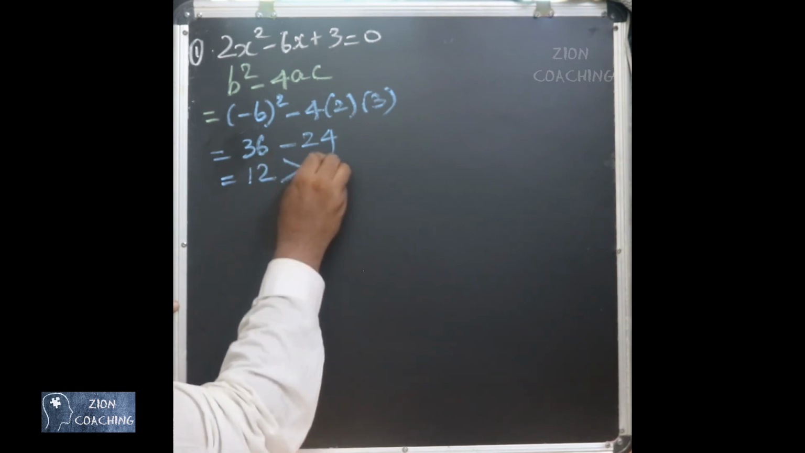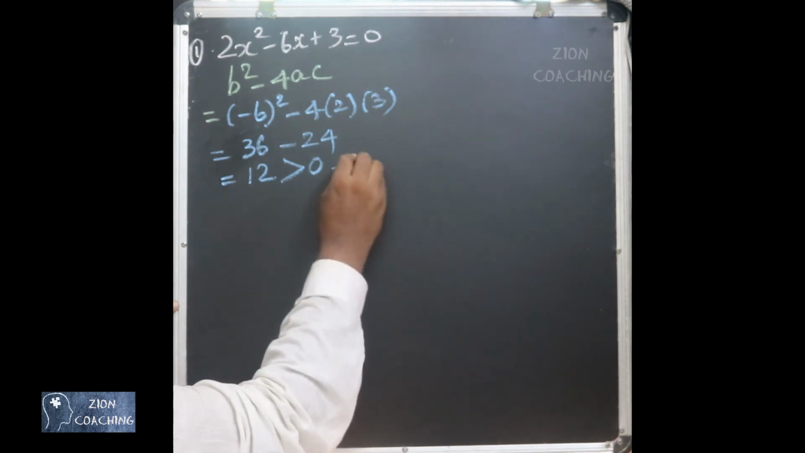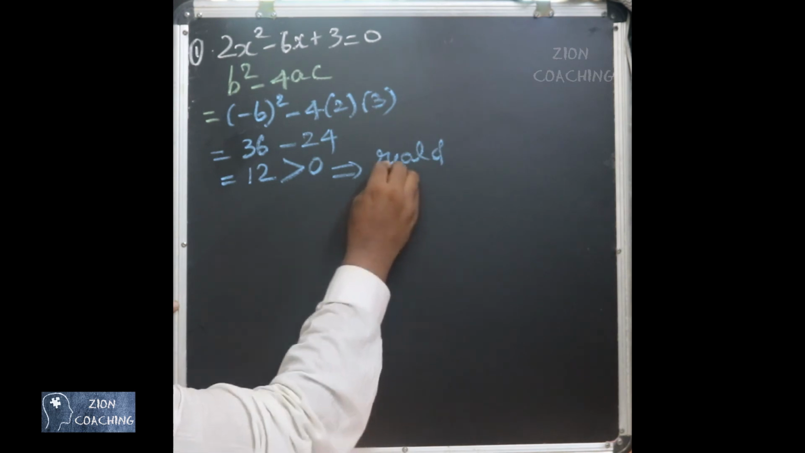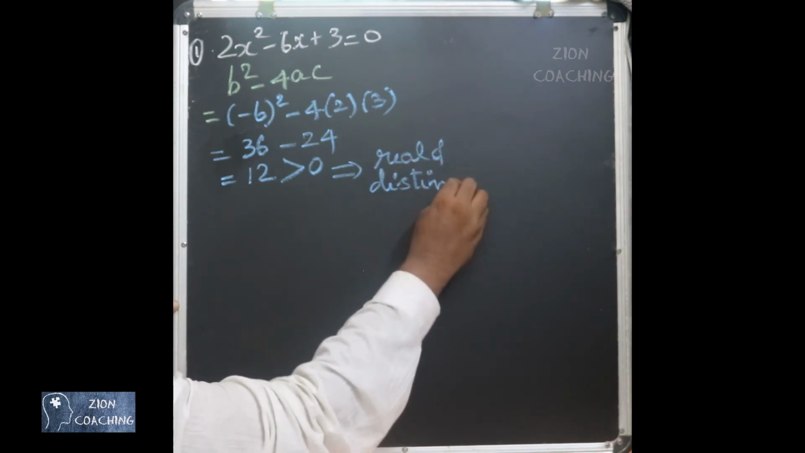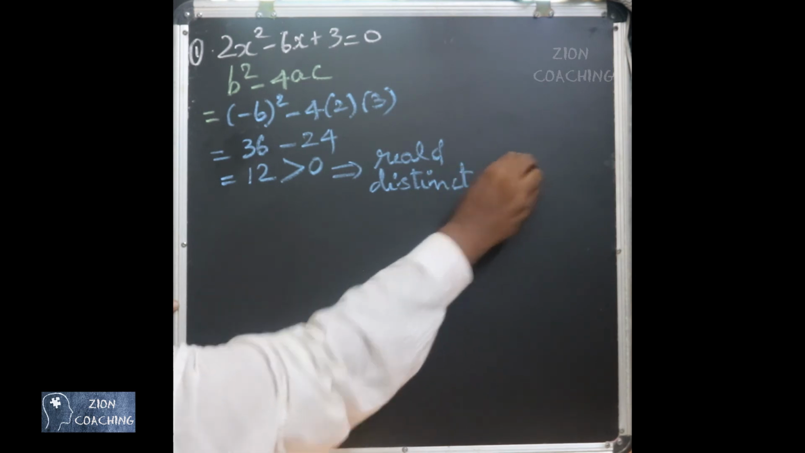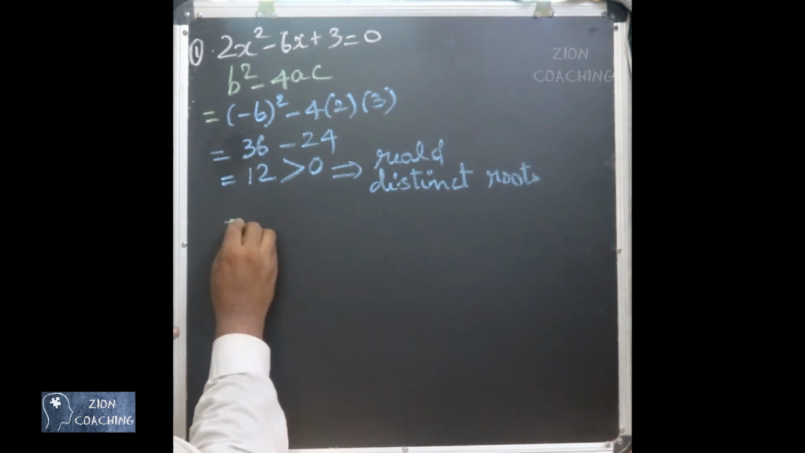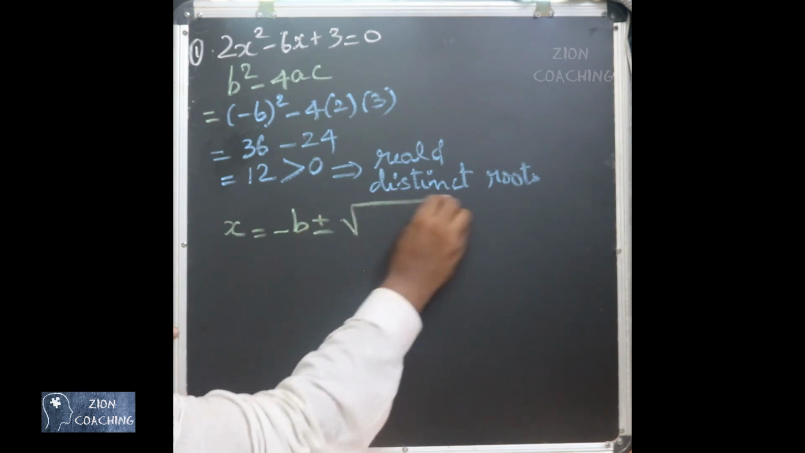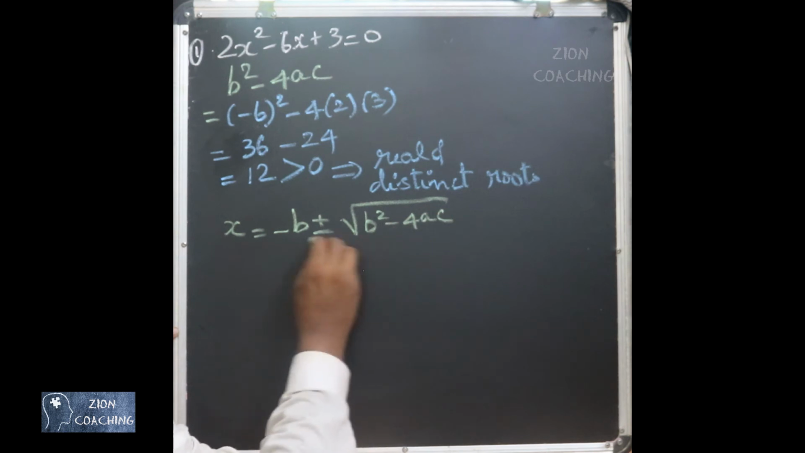Now you can see that b squared minus 4ac is greater than 0. So we are going to have real and distinct roots. Now we are going to find the roots using the quadratic formula. x is equal to minus b plus or minus root of b squared minus 4ac by 2a.